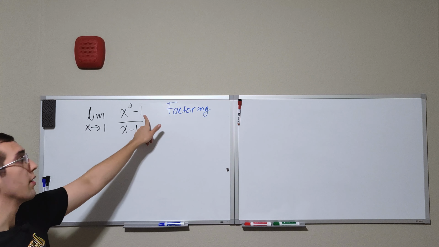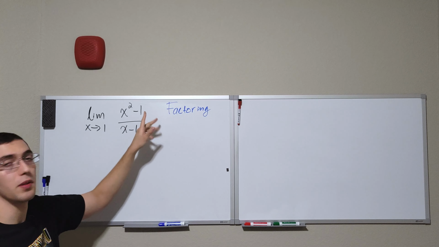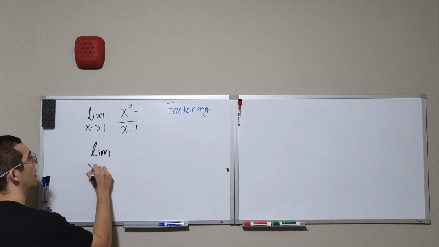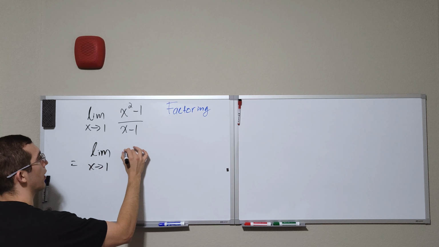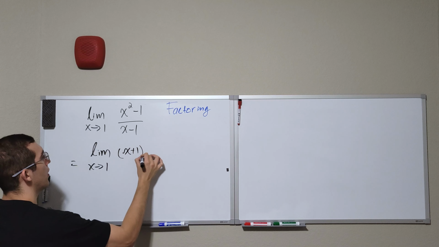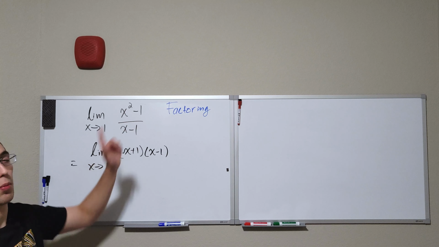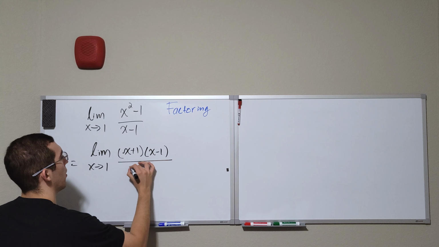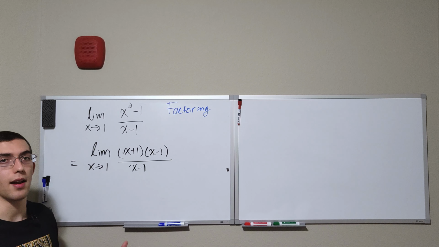I can already notice that x squared minus 1 is a difference of squares, which means I can factor it down as such. So this would be the same thing as saying the limit as x approaches 1 of x plus 1 and x minus 1, because once you distribute them out, you're going to get x squared minus 1, because the difference of squares, so the middle cancels. That'll be all over x minus 1. Here, I hope that you'll see what is kind of happening.